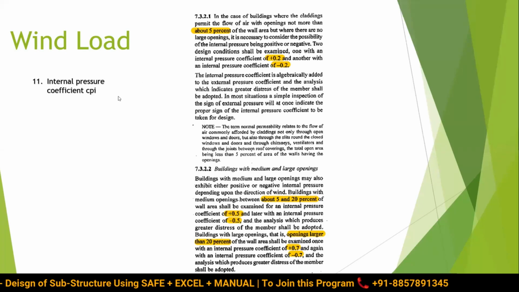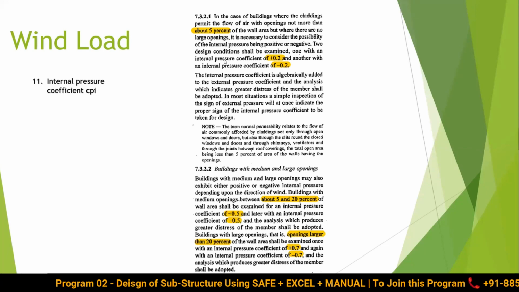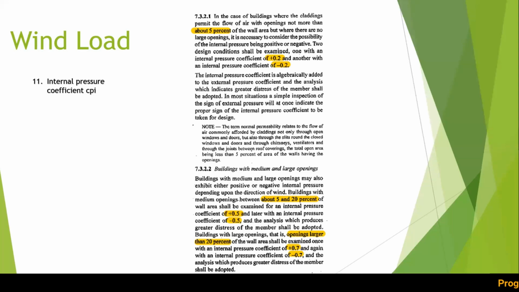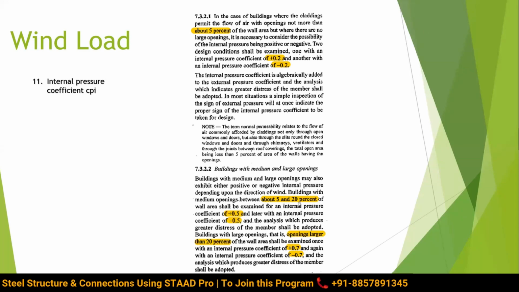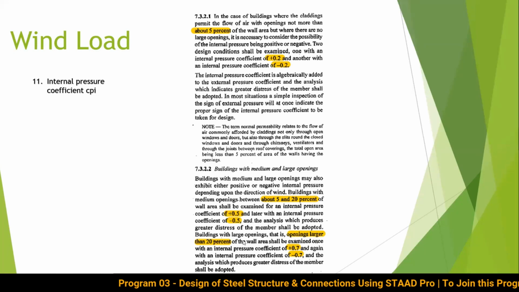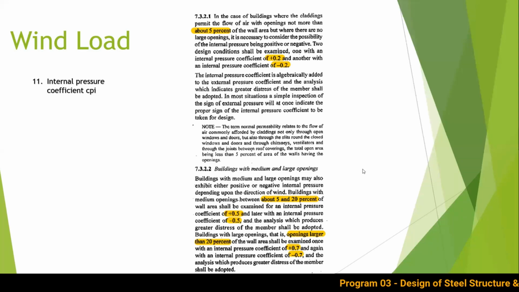First is the internal pressure coefficient. This will depend on the openings. If I have one side of the wall, depending on the doors and windows, there is a certain opening in it. If that opening is less than 5% of my total wall area, then I use the factor of 0.2. If the opening is between 5 to 20%, then the factor is increased to 0.5. And for an opening of greater than 20%, we have the factor of 0.7. That is for the internal pressure coefficient.